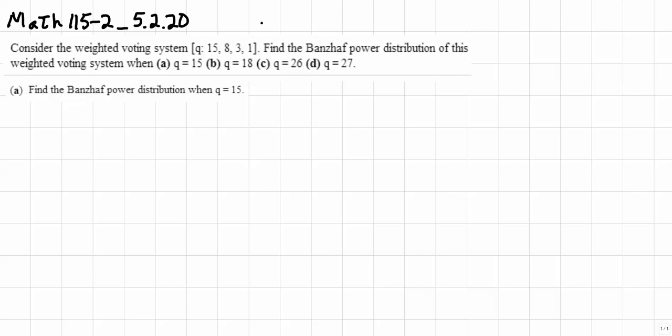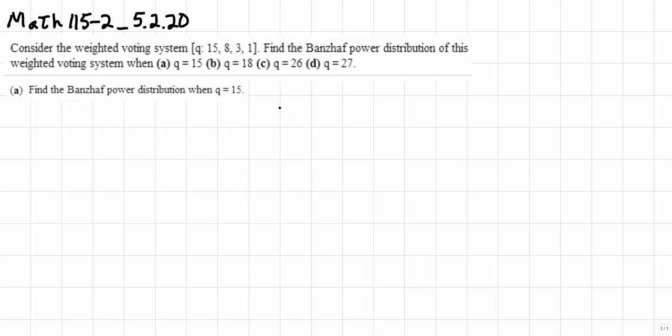Consider the weighted voting system [Q : 15, 8, 3, 1]. Find the Banzhaf power distribution of this weighted voting system when (a) Q equals 15, (b) Q equals 18, (c) Q equals 26, (d) Q equals 27. So we start with part A, find the Banzhaf power distribution when Q equals 15.